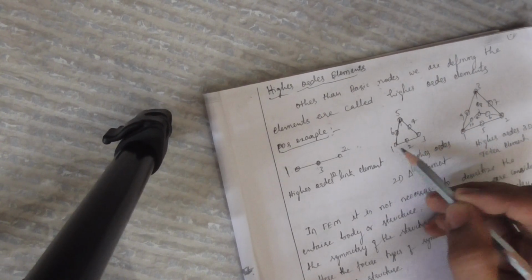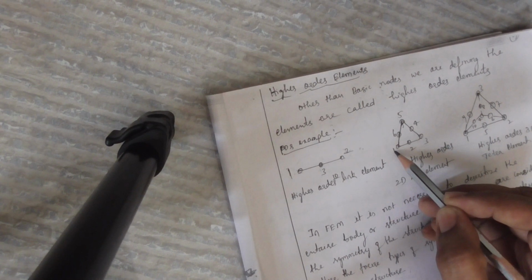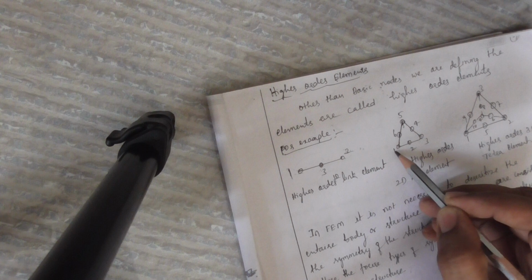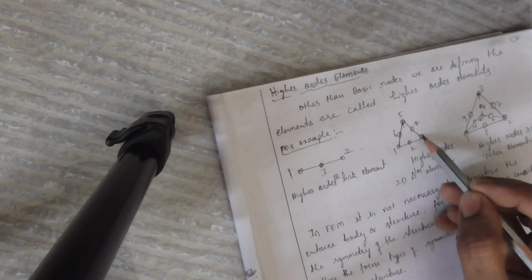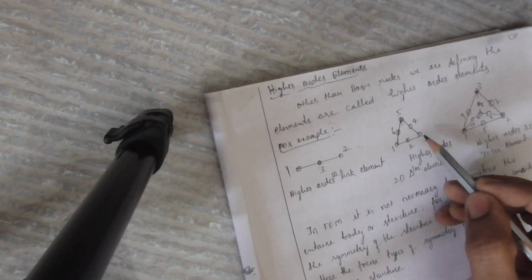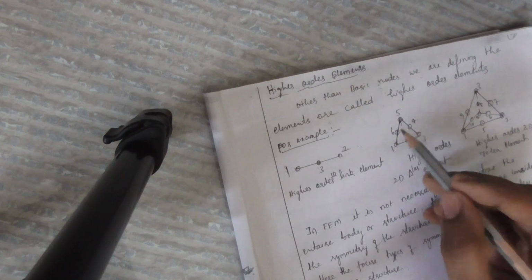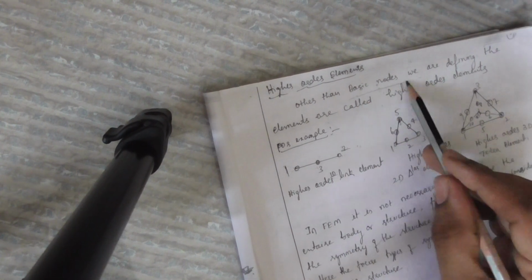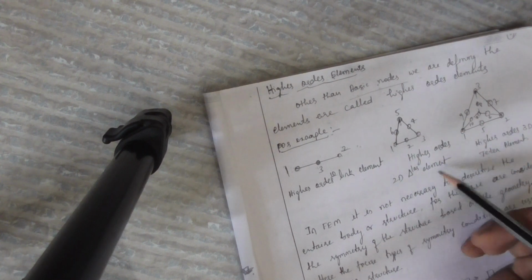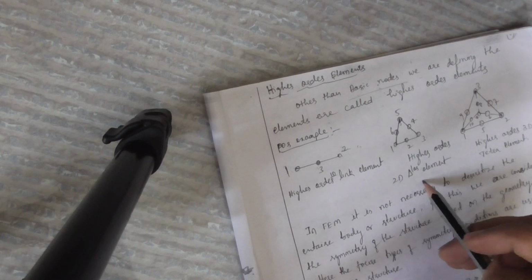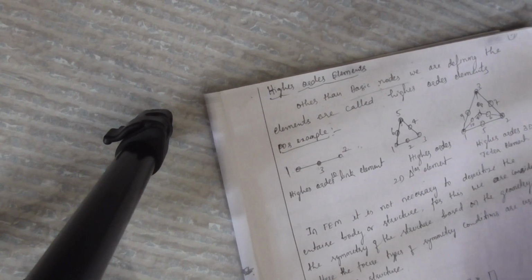Similarly, if you take a triangular higher order element, the corner nodes are 1, 2, 3, and then 4, 5, 6. So the basic nodes are 3 and the mid side nodes are 3, totally 6 nodes for a higher order 2D triangular element. Similarly, we have higher order 3D tetrahedron and hexahedron elements.